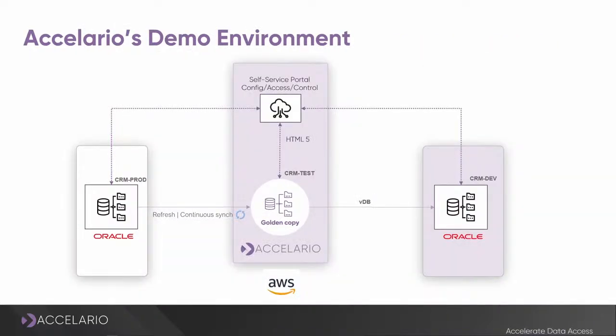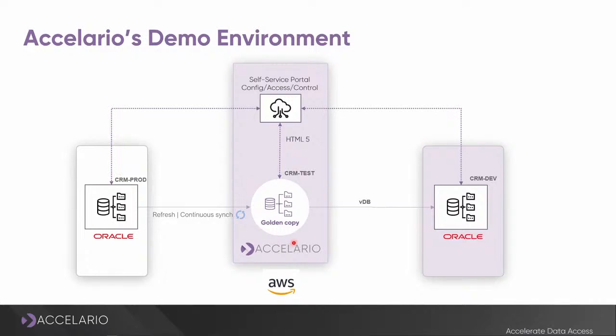In this demo, we will be using an environment with the CRM application that has been created for the purpose of this demonstration. This is an application that is under ongoing development where users need access to production data inside their test and development environments. Accelario's platform is connected to the production database and has created a compliant copy of its data, which is referred to as the golden copy.